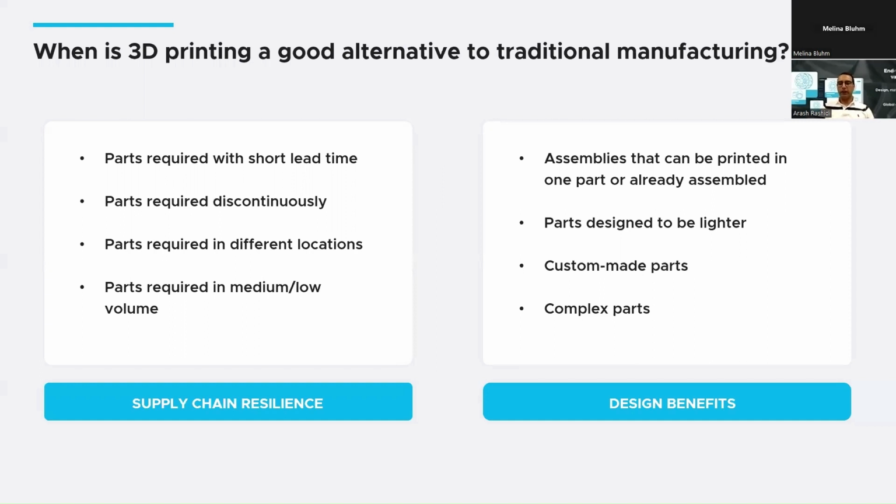On the other side, from the design aspect, there are many different parts that are very advantageous to be 3D printed. If you have assemblies that can be printed in one part, so-called all-in-one part manufacturing. Of course, lightweight is a very important topic that you can address via 3D printing. Customization is another aspect, and of course, using the design freedom of 3D printing to produce complex parts.